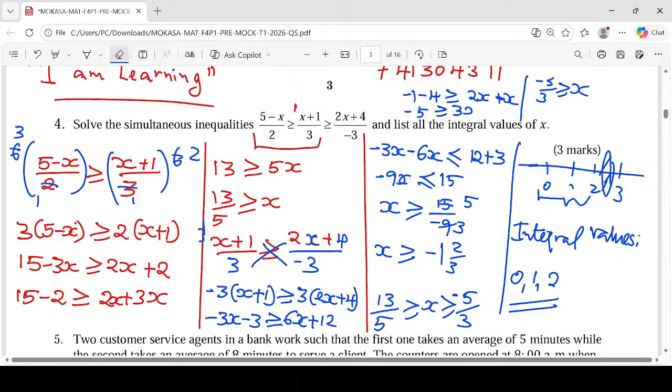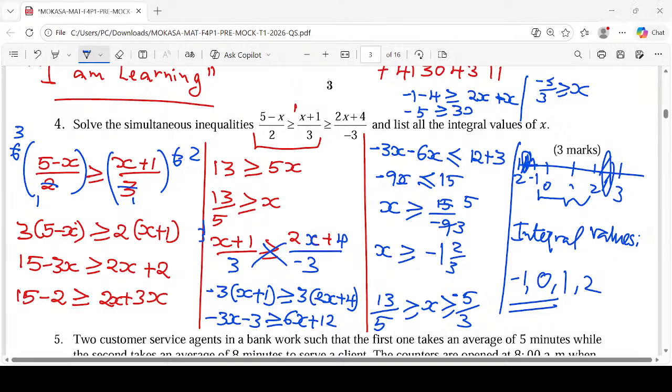Let me show the colorations. This is negative 1, negative 2. So it should have been somewhere here. So even negative 1 is an integral value. So we have negative 1, 0, 1, and 2. The integral values for this particular question are negative 1, 0, 1, and 2. Remember, integral values should be whole numbers. Let us take note of those observations.